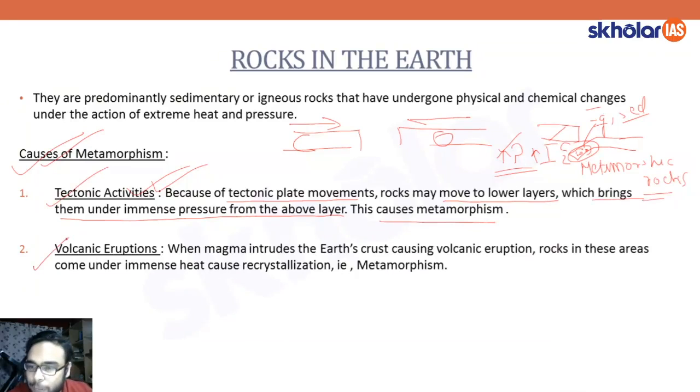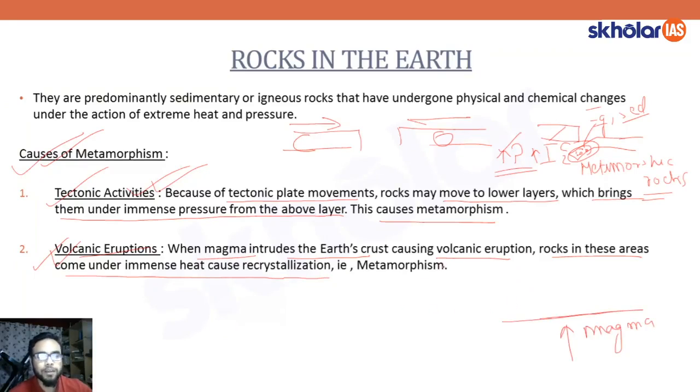Second cause of metamorphism can be your volcanic eruptions. So in areas of volcanic eruptions, what is happening? When magma intrudes the earth's crust, causing volcanic eruption, rock in these areas come under immense heat, causing crystallization or metamorphism. Meaning what? Now suppose this is the earth crust. From below we are having the magma intrusion, right?